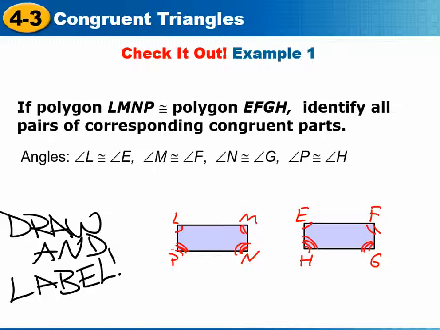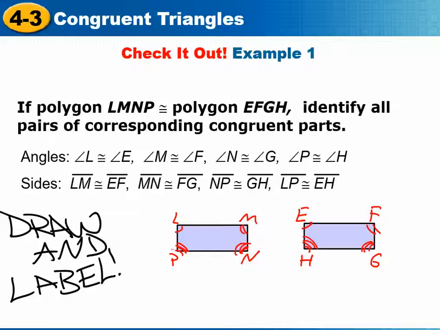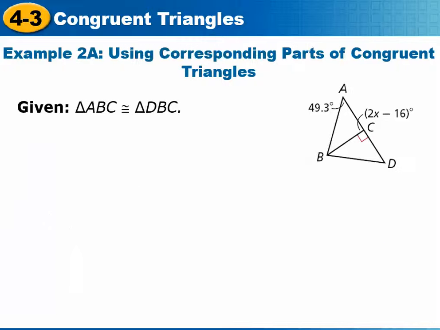So there's all the angles, and then for segments, you'd say segment LM is congruent to EF, and segment MN is congruent to segment FG, and so on. All right, here we are going to now use what you've just learned to find missing parts.